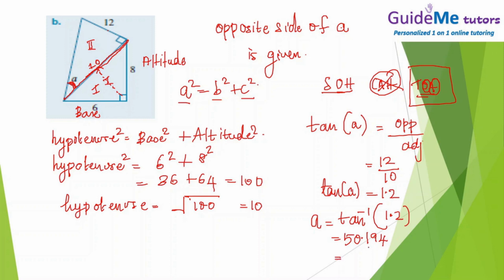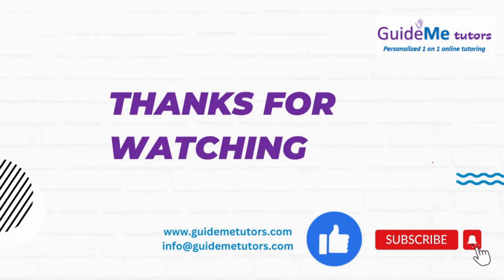Now I'm going to round it to 2 decimal places, since in the question they have asked us to round to 2 decimal places. So it will be 50.19 degrees, since A is an angle, and I'm going to put the unit as degrees. The 9 will remain as 9, since the number next to it is 4, which is less than 5. Hence we got the answer A is equal to 50.19 degrees.